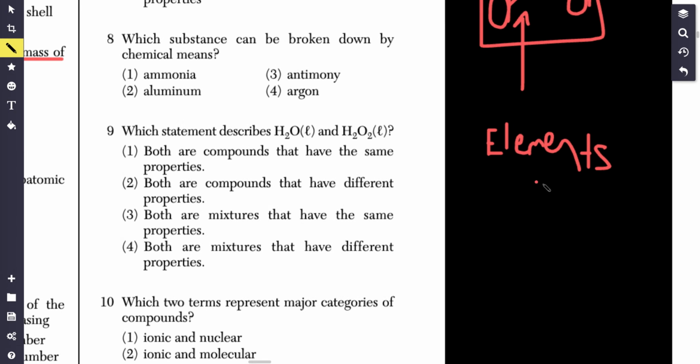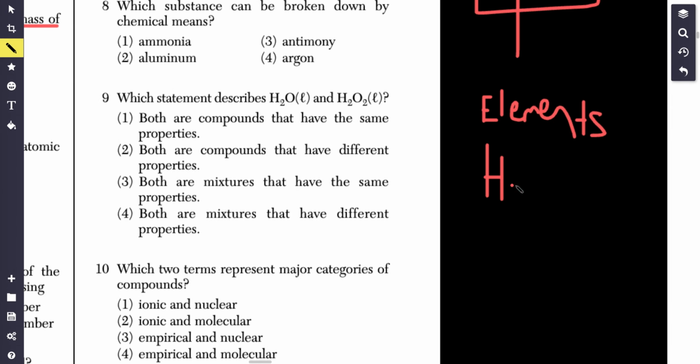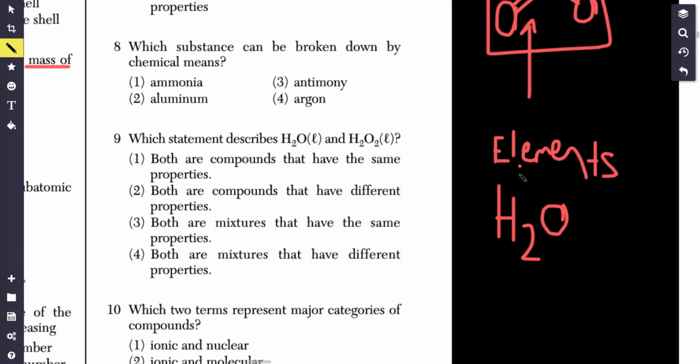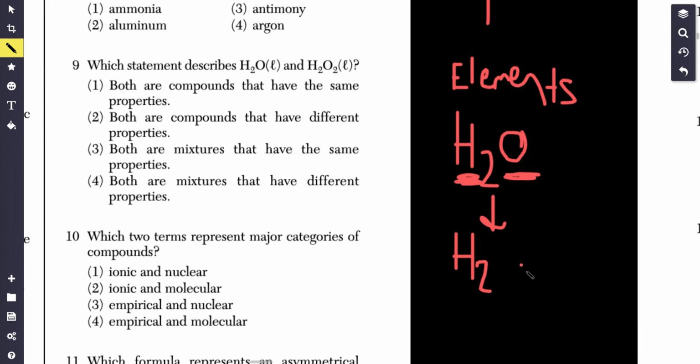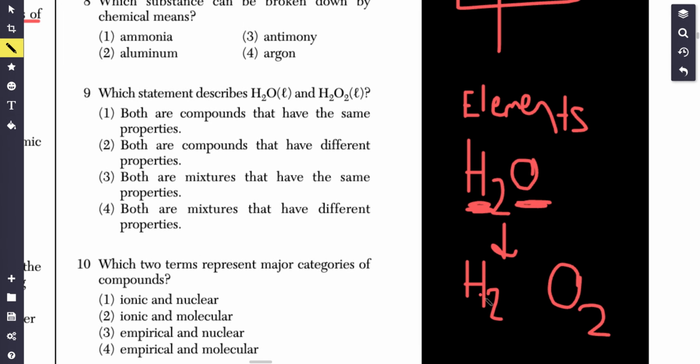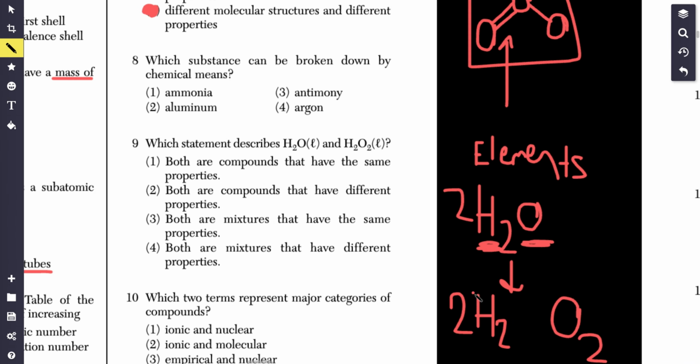All right, elements cannot be broken down any further. Water, because it has 2 different elements, you can break this down into hydrogen and oxygen via electrolysis. You can break it down into the individual elements.